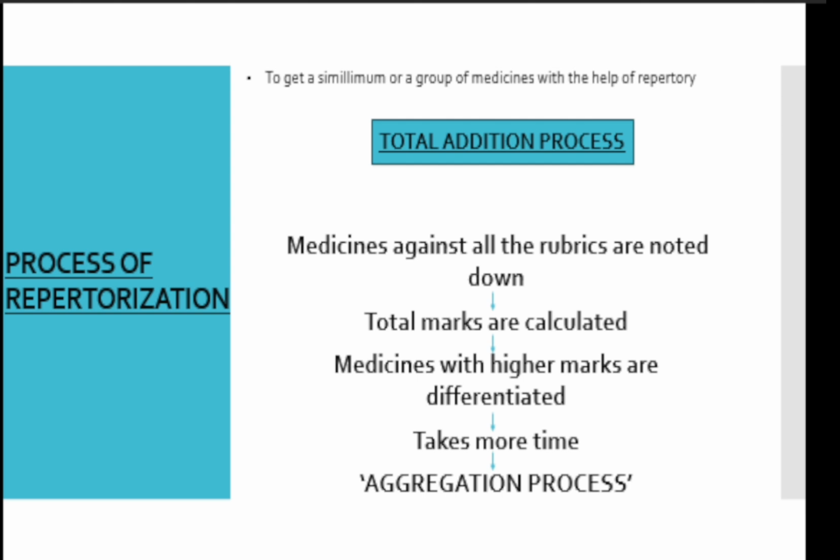Now that we know our tools, let's look at the two main ways we actually calculate the results to find out the simillimum. The first process is the total addition process, which is also known as the aggregation process. You note down the medicines against all of the chosen rubrics. You calculate the total marks for each medicine. Finally, you differentiate the medicines that get the highest marks. While this is thorough, it takes much more time to calculate.